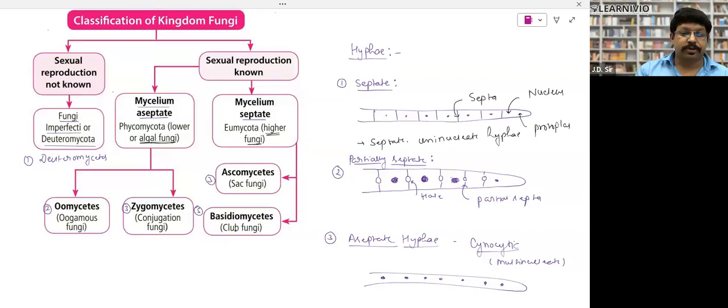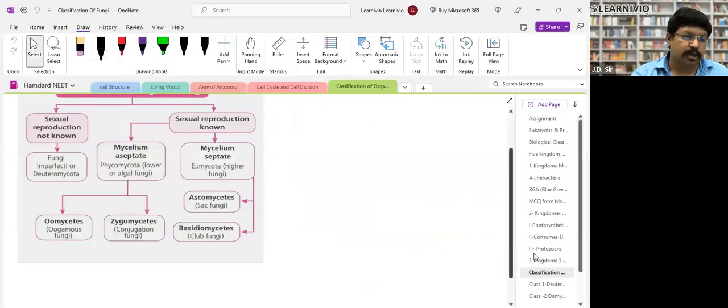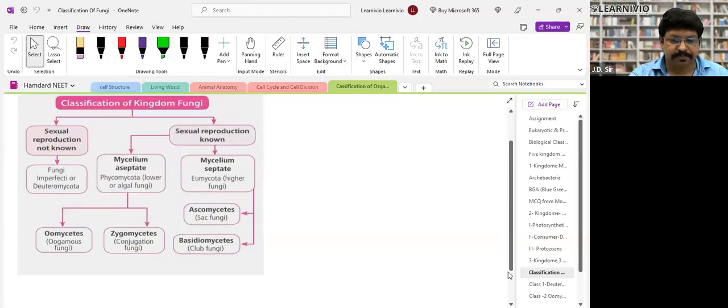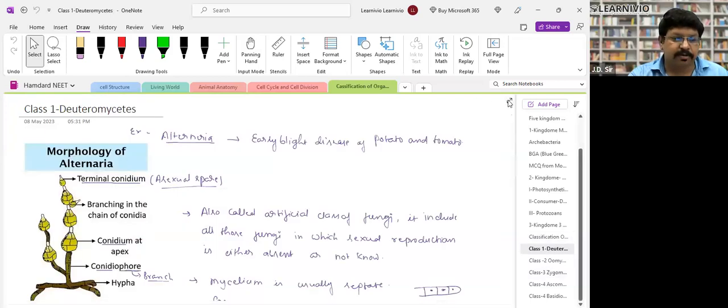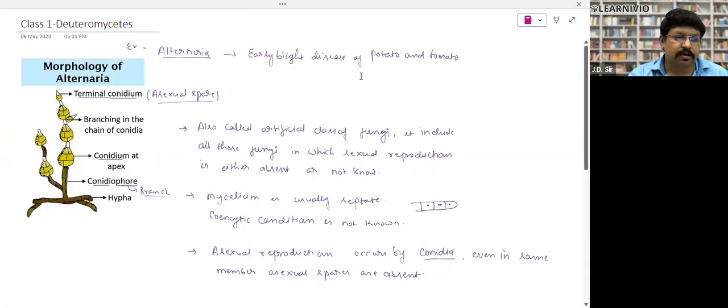These are basically the questions. These types of questions have been asked, so I am telling you what the questions are. So classification is over. Classification of fungi we have already covered. Now we will cover one by one, right? So the first class is deuteromycetes or deuteromycota. Same thing.